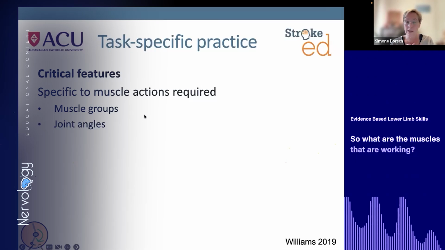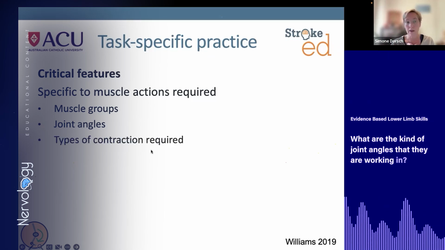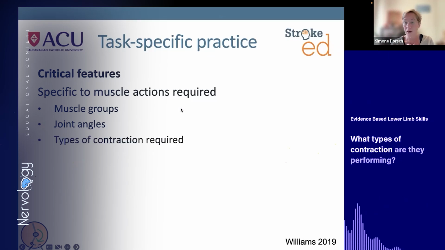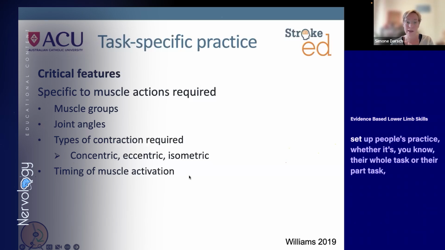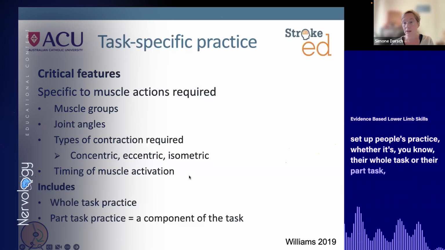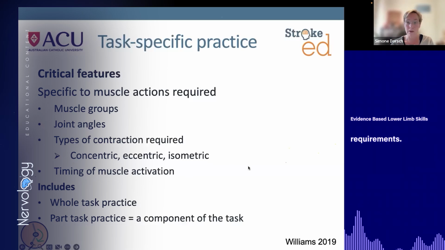So what are the muscles that are working? What are the kind of joint angles that they are working in? What types of contraction are they performing? What's the kind of the timing of that muscle activity? And when we set up people's practice, whether it's their whole task or their part task, like a component of the task, we address those biomechanical requirements.